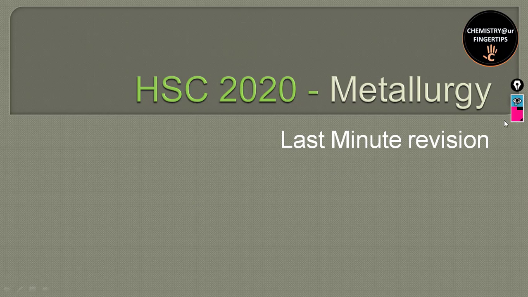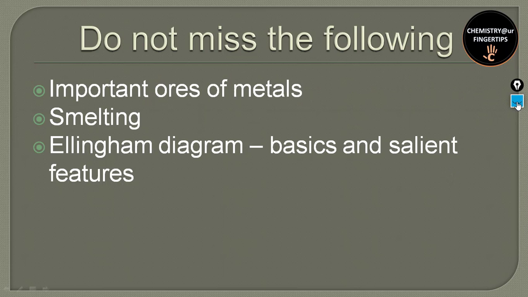Let's see what you're supposed to study. First, important ores of metals. Try to understand each and everything; they might ask it as an objective question or give it as an MCQ. Now smelting, carbon reduction, and then the Ellingham diagram, basics and salient features. I've chosen these three because students don't pay much attention to them. They think it could be done, but I want you to thoroughly do these three things.